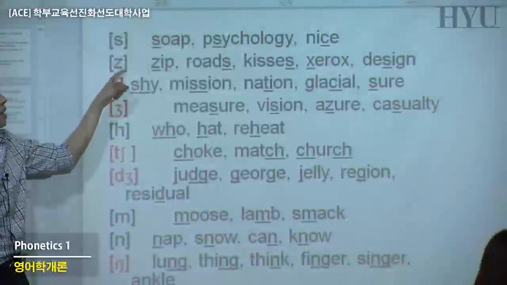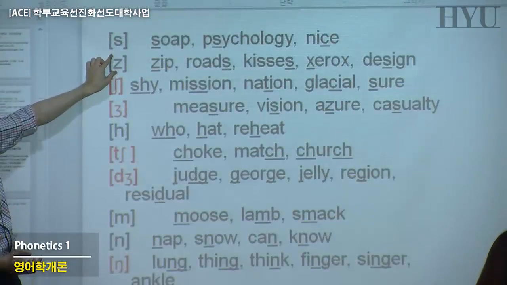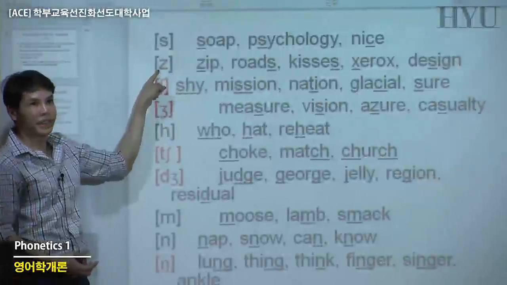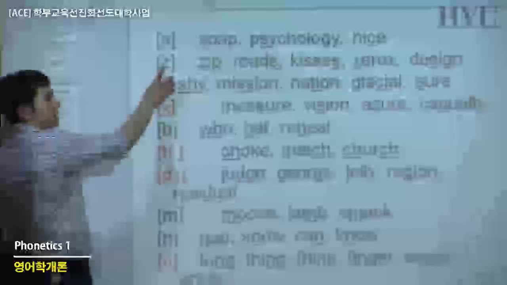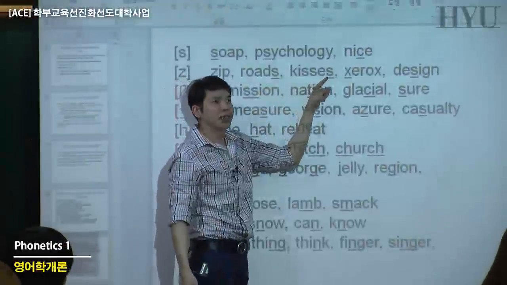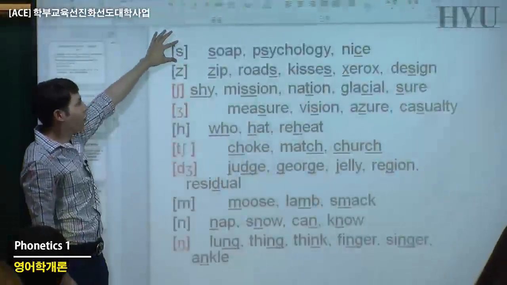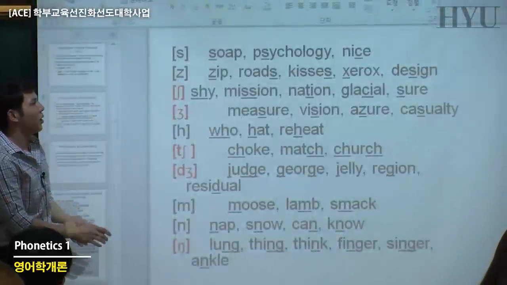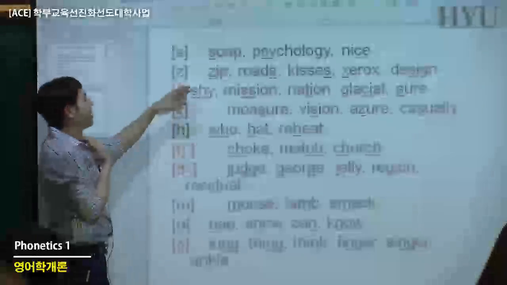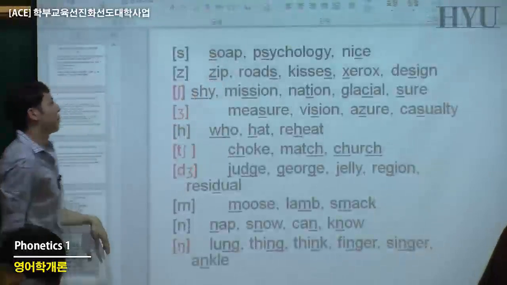Z is, so they both are the same. One is voiceless and the other one is voiced. Z, s, z, s, z. So that's voice, right? Z, like that. So zip, roads, kisses, Xerox, design, like that, right? So the top one is voiceless, the bottom one is voiced. So when you voice, your vocal cords vibrate, right? S, z, s, z, s, z, like that.